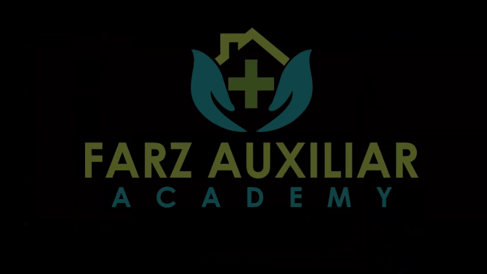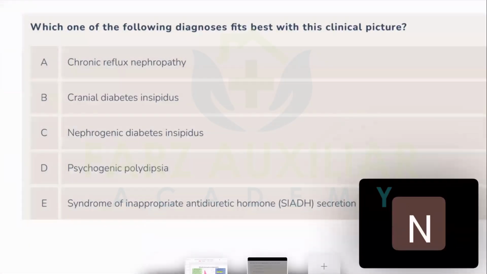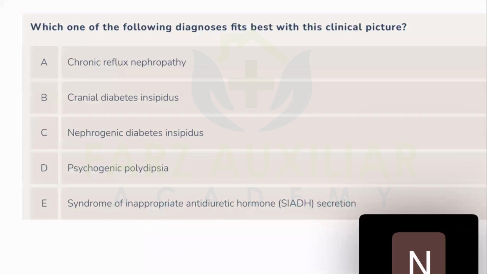Yeah, I can just wait for the others to answer or reply in the chat box. If somebody else also replies in the chat box, we shall discuss after 30 seconds. We shall have a good discussion here because there are 2-3 topics that need to be discussed in this question: the basics of what is diabetes insipidus, what is SIADH, and what is psychogenic polydipsia.